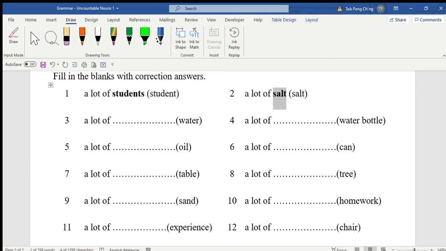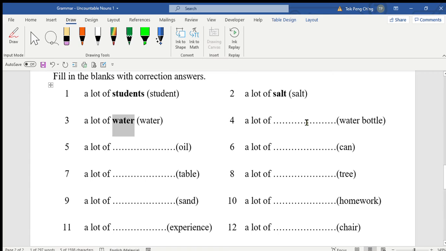Okay, so 1 and 2. So all you have to know now, yeah, is that why do we have to put s to students? Because student is countable. Why can't we put s to salt? Because the word salt is uncountable. Alright, okay, number 3. A lot of water. No s, yeah? A lot of water.